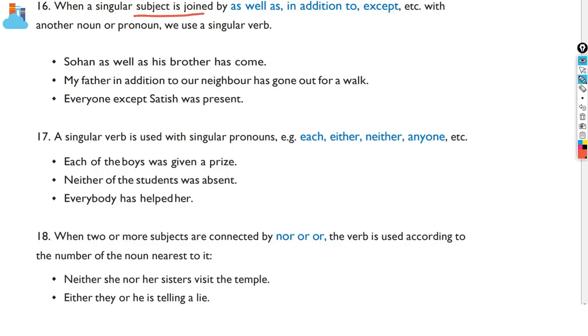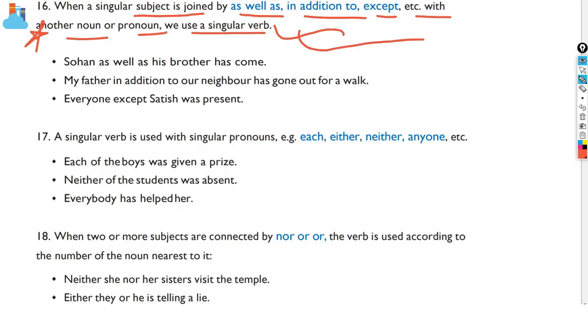When a singular subject is joined by as well as, in addition to, except, etc. with another noun or pronoun, we use a singular verb. This is to be remembered. This is very important. Shohan as well as his brother. You see, there are two nouns.